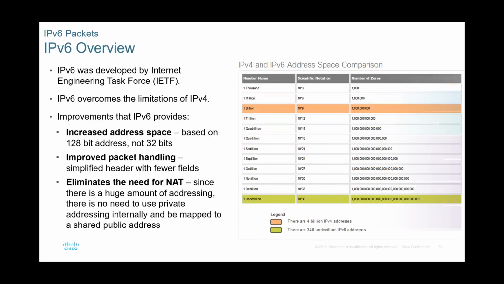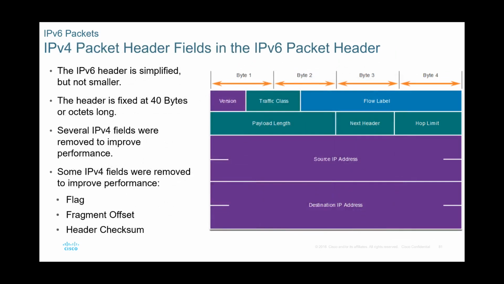So what if you capture the packet of IP version 6? How does it look? Look at how the IP version 6 packet header looks. We still have the source IP address and destination IP address. This is our address field. We have the version.